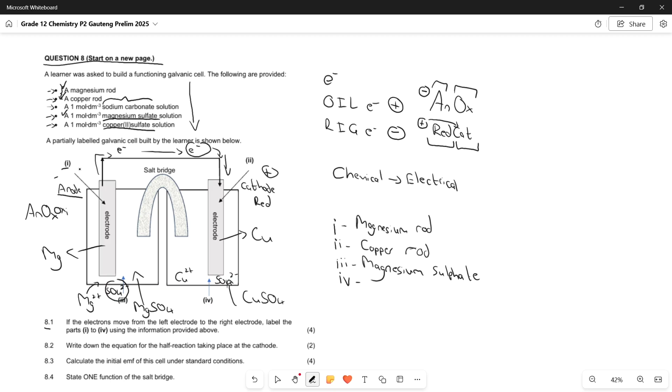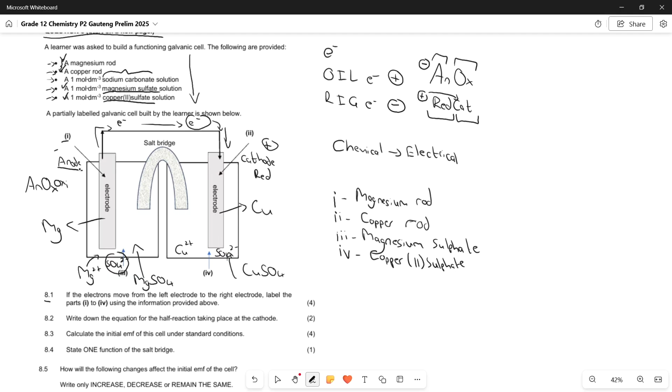And then we'll have the electrons flowing in that circuit as well, which means we can just go ahead and write copper 2 sulfate over there. And that would build us the cell because we don't want to use the sodium carbonate as any of our electrolyte solutions. So there we go. So if the electrons moved from the left electrode to the right electrode, label the parts 1 to 4 using the information provided. That would earn us 4 marks over there.